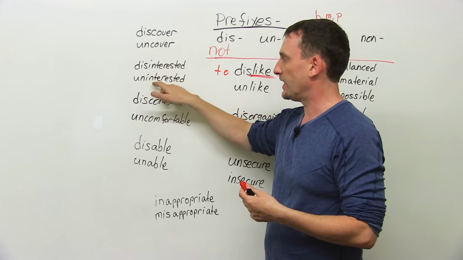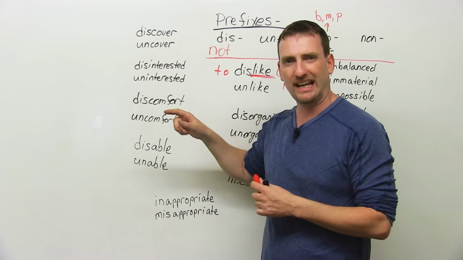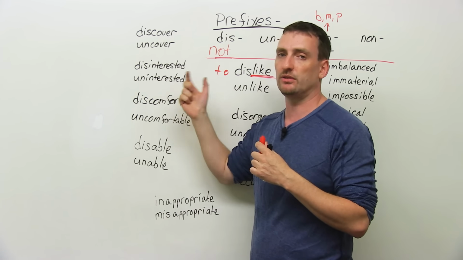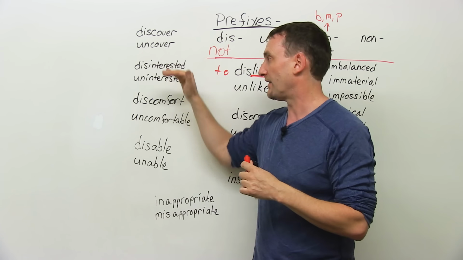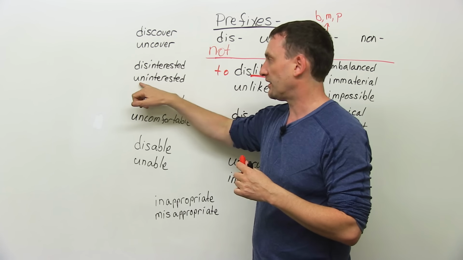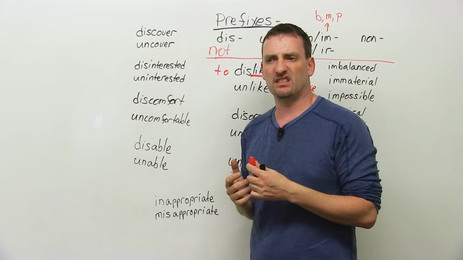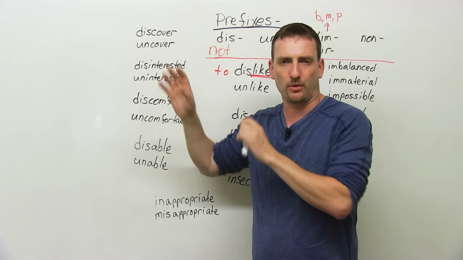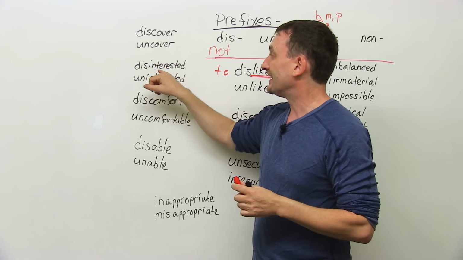This one, or these two I should say, disinterested and uninterested. These are always mixed up. You cannot use these two interchangeably. You have to use one or the other. I'll start with uninterested. Uninterested means indifferent, don't care. It's boring, I'm uninterested, I don't want to know, leave me alone.